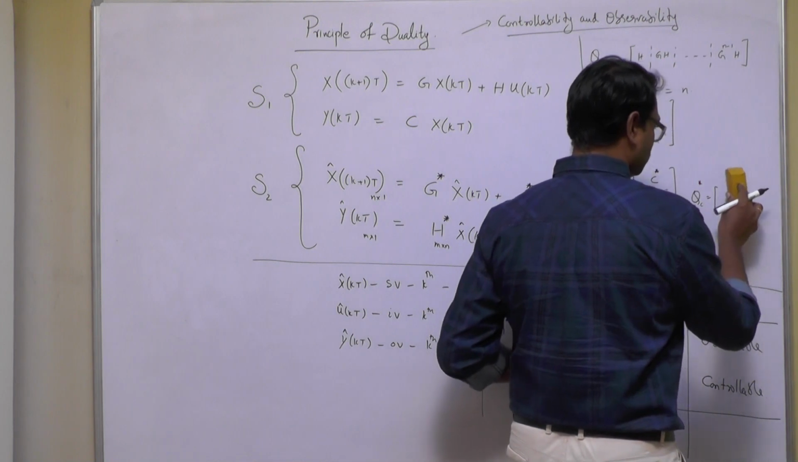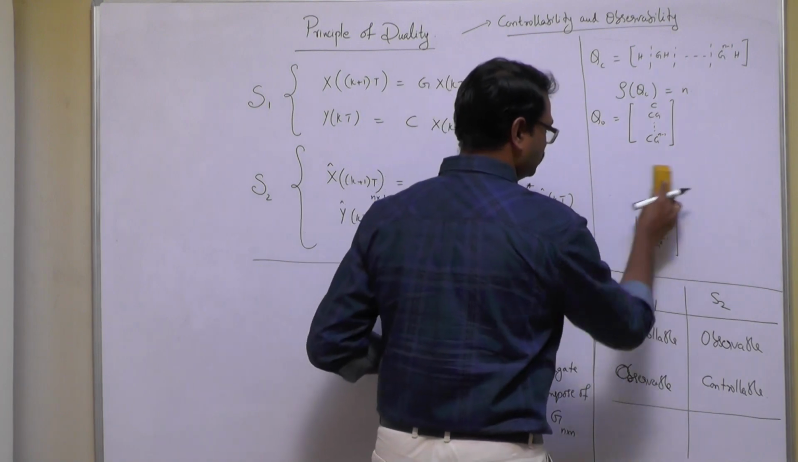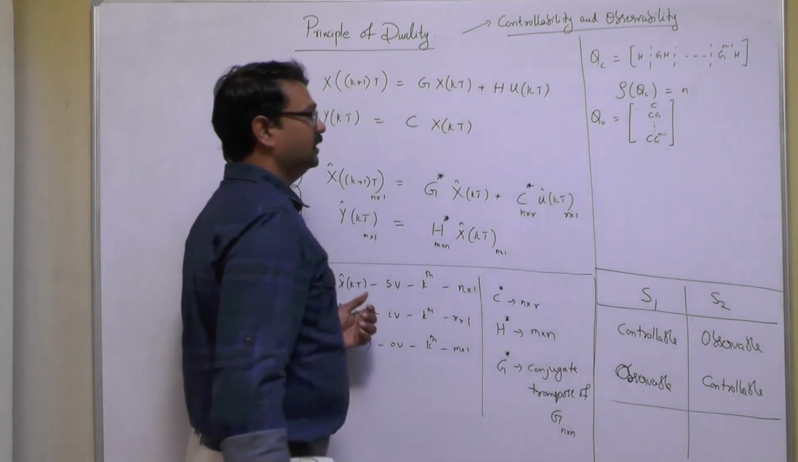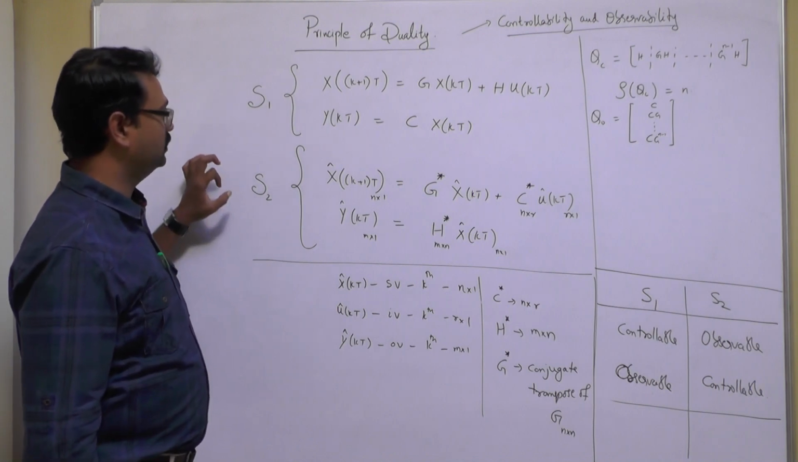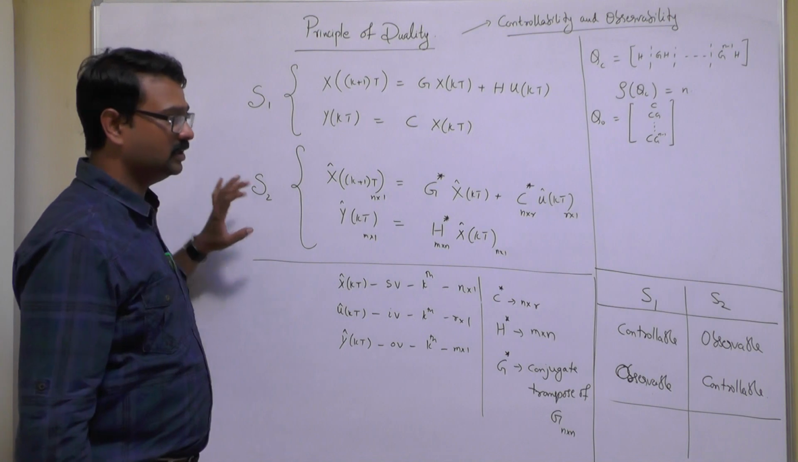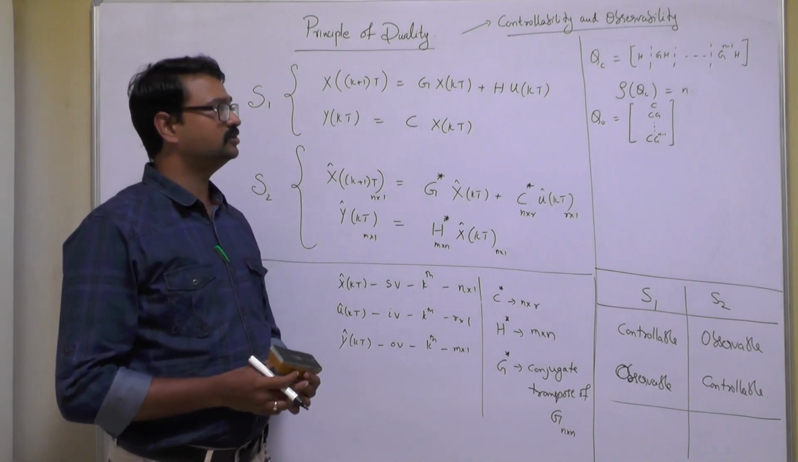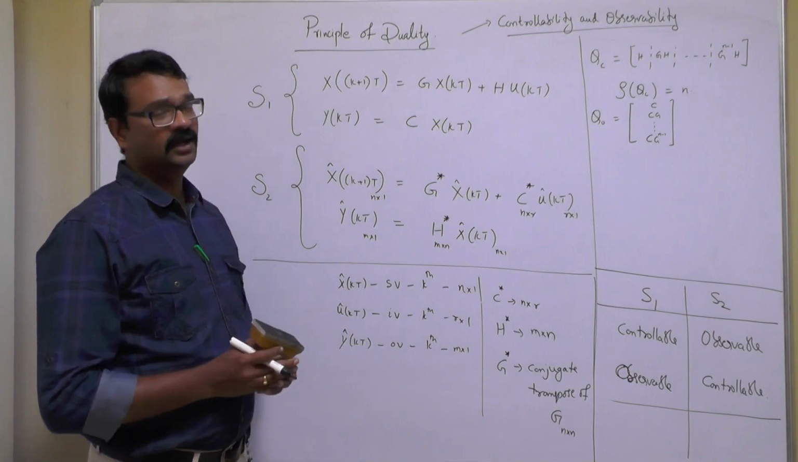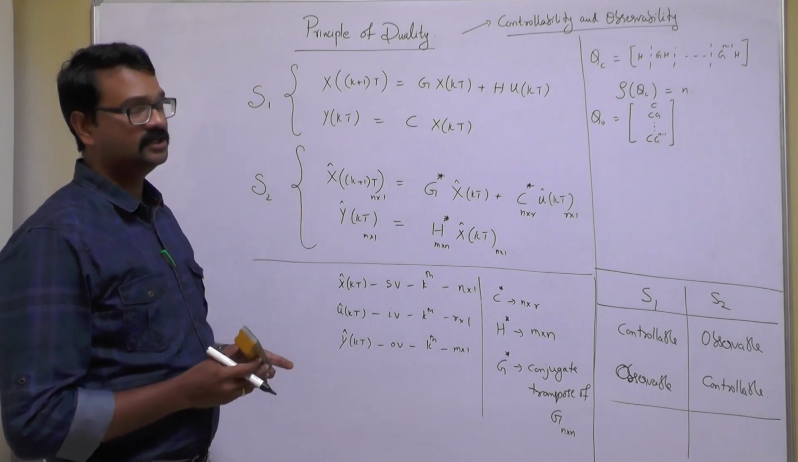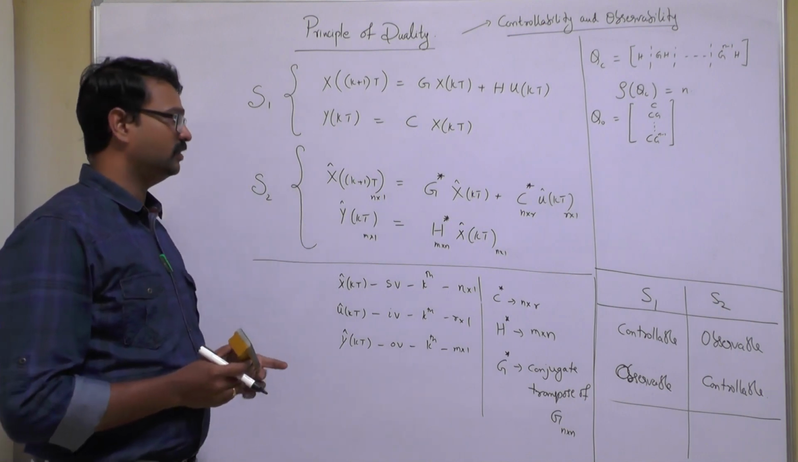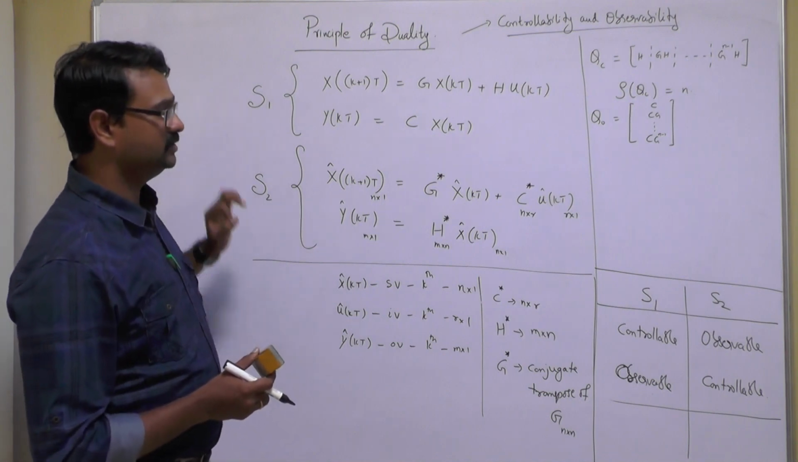And you can find QC star from this equation and get the derivation in this form. Hence you can find that if it is controllable, it is observable, and if it is observable, it is controllable, and so on. Therefore, according to the principle of duality, you obtain the relationship between controllability and observability of the dual of the given system, where S2 is the dual of the given system S1.